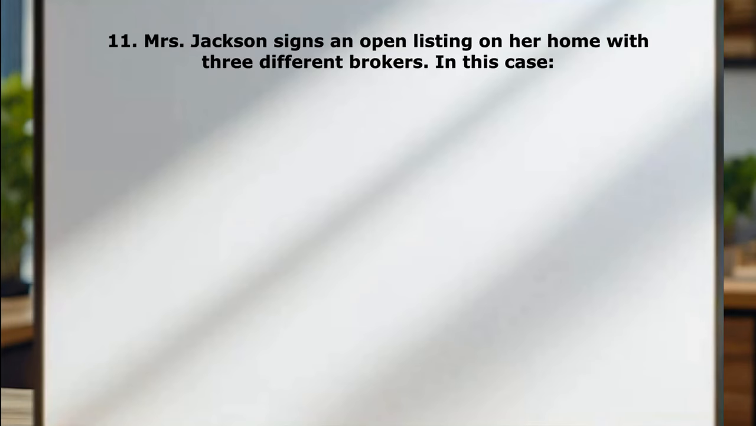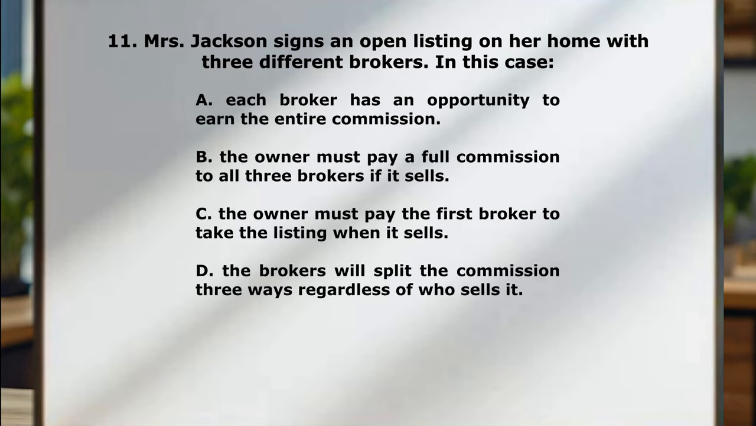Mrs. Jackson signs an open listing on her home with 3 different brokers. In this case, A, each broker has an opportunity to earn the entire commission. B, the owner must pay a full commission to all 3 brokers if it sells. C, the owner must pay the first broker to take the listing when it sells. D, the brokers will split the commission 3 ways regardless of who sells it. Mrs. Jackson, playing the field.